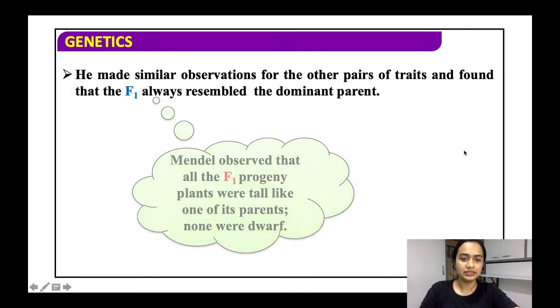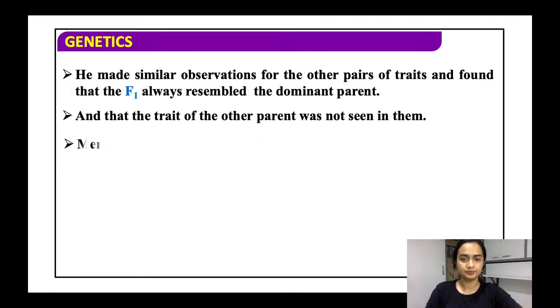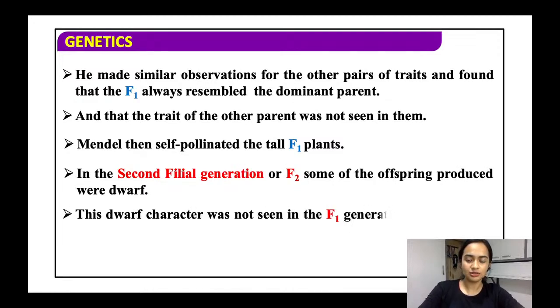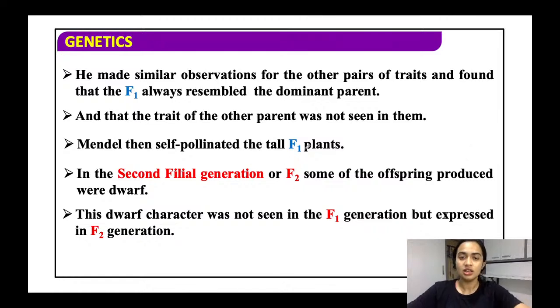I hope this is clear. So, Mendel, yes, and when he self-pollinated the F1 generation, what we saw, that is the Punnett square, was the F2 or the second filial generation. And from that, some of the offsprings produced were dwarf. So this dwarf character was not seen in the F1 generation, but only expressed in the F2 generation.